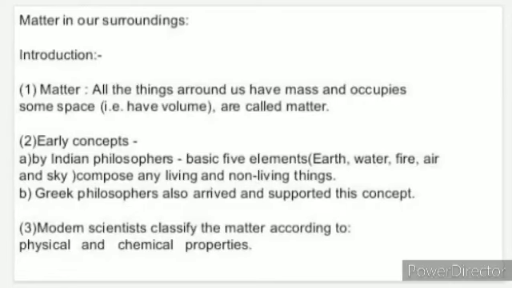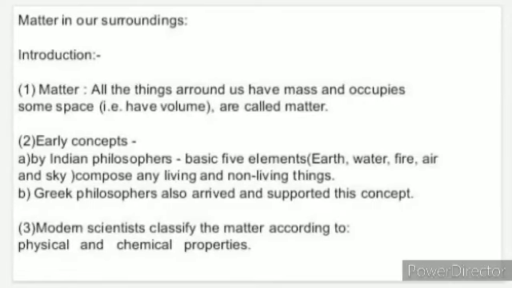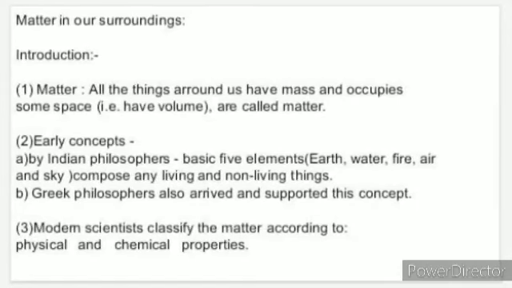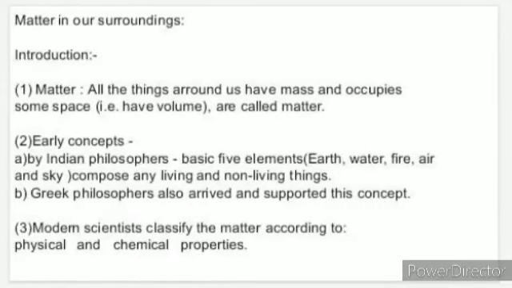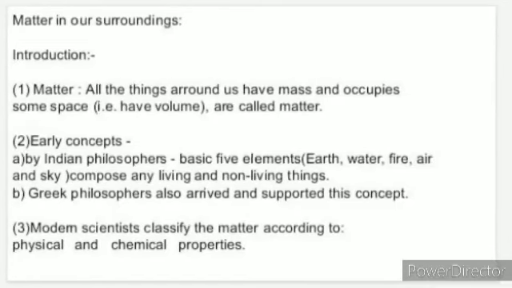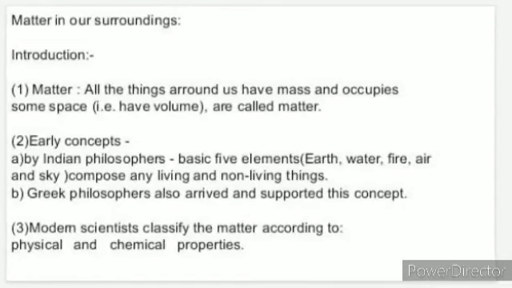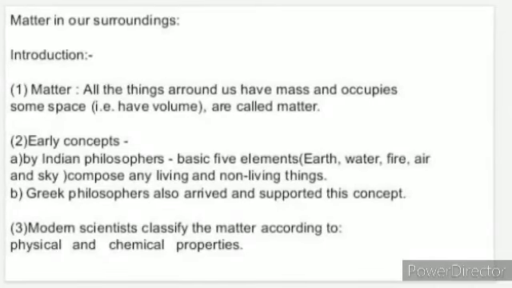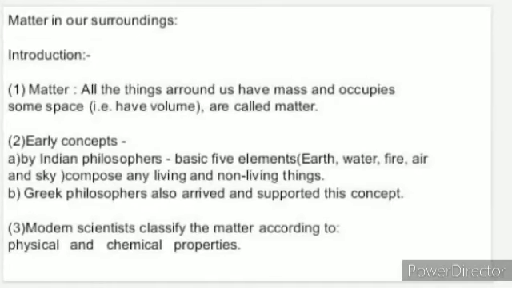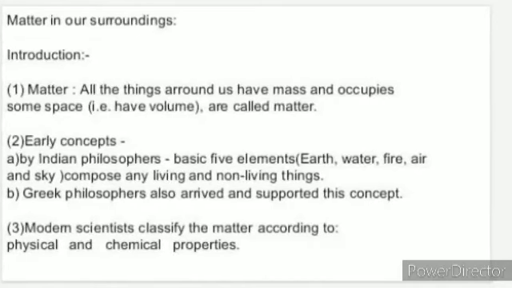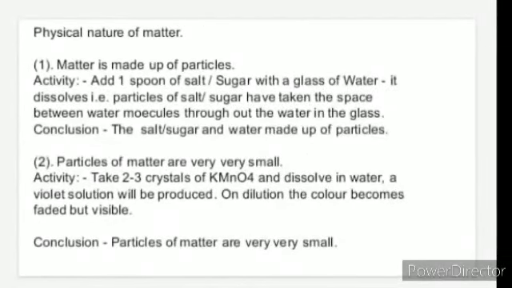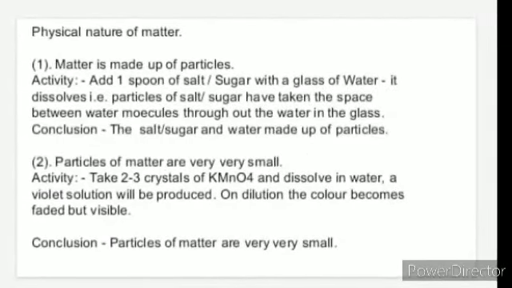The early concept about matter by Indian philosophers was that five basic elements, such as earth, water, fire, air and sky, compose any living and non-living things. Greek philosophers also arrived at and supported this concept. But modern scientists classify matter according to physical and chemical properties. Next, we will discuss the physical nature of matter.